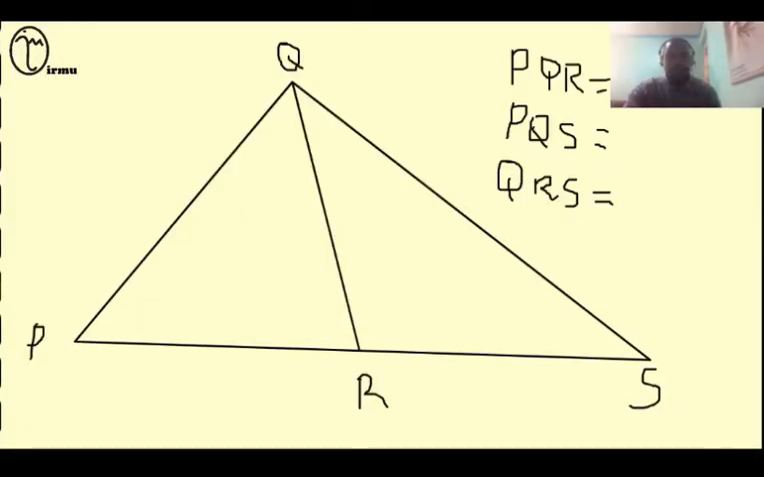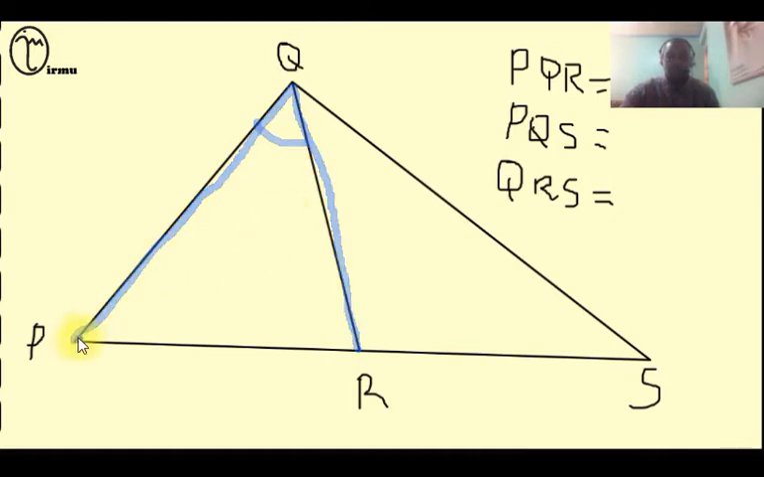Hello, now we want to measure angle PQR. We're also going to measure angle PQS and QRS. Remember, before you measure any angle, you have to make sure that you have identified the right angle. So PQR, we are going to measure from point P all the way to Q, and then we move down to R. So it's that angle formed there, PQR.